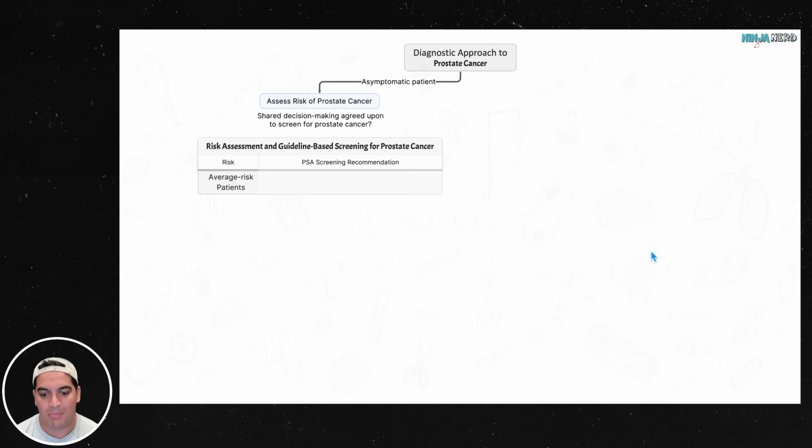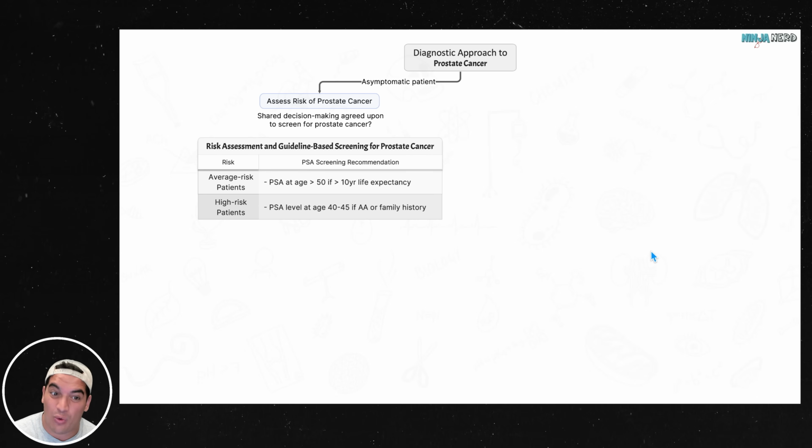But I think the big thing to remember with this is when it comes to average risk patients, if the patient agrees upon it, we can do a PSA. If they're greater than 50 years of age, or we think that they have a greater than 10-year life expectancy, then it's worth considering screening these patients. Now, the high-risk ones are the ones that we should probably do earlier than 50 years of age. We should probably go 40, maybe even 45, and we should do a PSA level, especially if they have African-American ethnicity or a family history of prostate cancer in a first-degree relative.